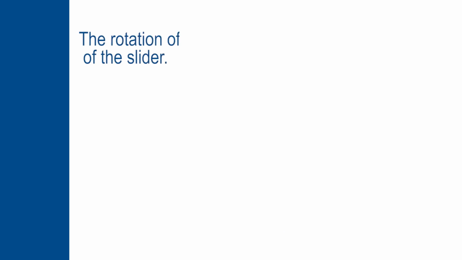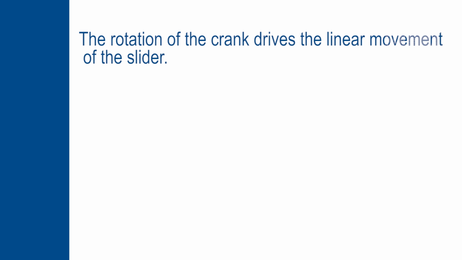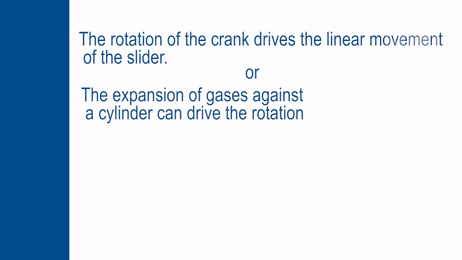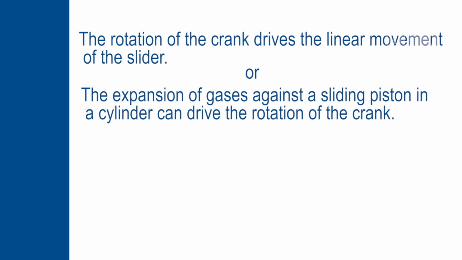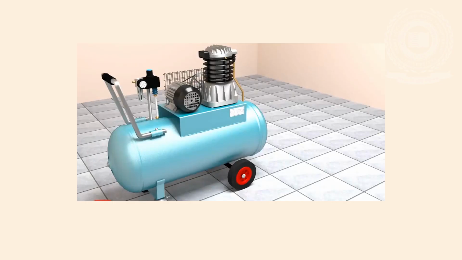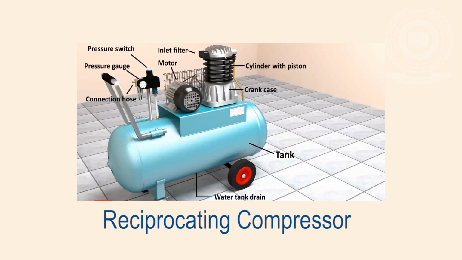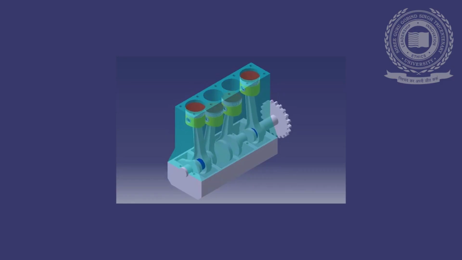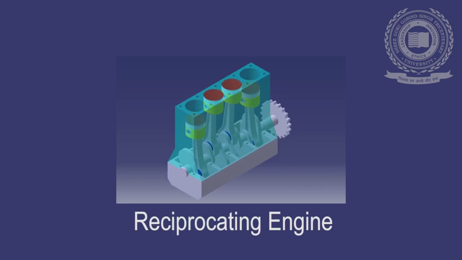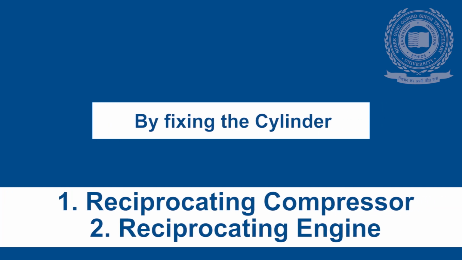The rotation of the crank drives the linear movement in the slider, or the expansion of gases against a sliding piston in a cylinder can drive the rotation of the crank. In simple words, if the input is provided at the crank, then we will get reciprocation as an output at the piston, for example, a reciprocating compressor. If the input is provided at the piston, then we will get rotation at the crank, for example, an engine. So, by fixing the cylinder, we get two mechanisms, that is, the reciprocating compressor and the reciprocating engine.